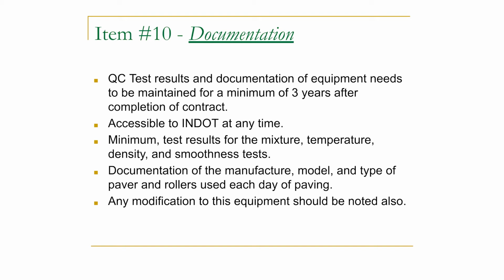Documentation of manufacturer, model, and type of paver and rollers used in everyday paving. One thing I like to do on the plan is put in all the equipment that could possibly go on this project. Once something breaks down and you need to use another piece of equipment, you have to get addendums made to your QC plan and get those approved by the PE before you can proceed in paving. Any modifications to equipment, like the segregation kits and everything else out there, all have to be documented.